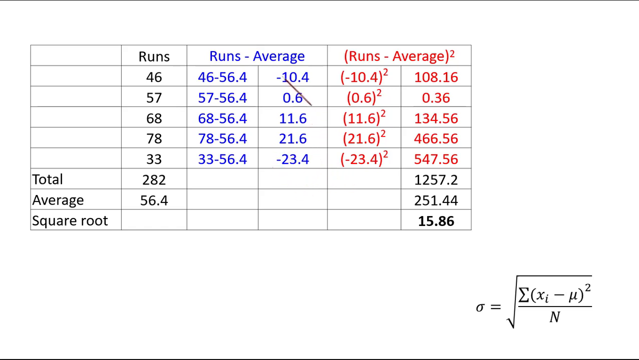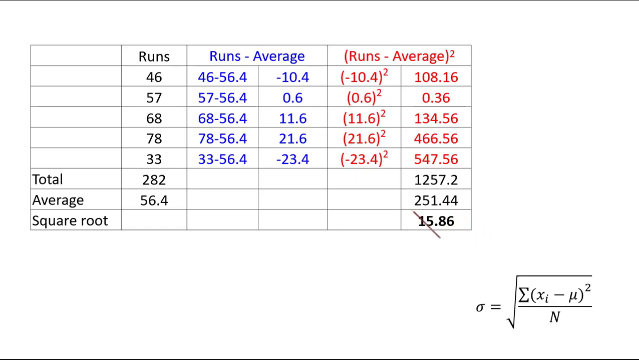But these signs, either negative or positive, can be removed by squaring them. So we square them. This square actually means that. And the answer to this is over here. So we square the 0.6 to get 0.36 and so on. And then we total up all these red numbers. So the summation means the total of the squares, to get 1257.2. Now, when we divide it by n, which is 5 in this case, because there are 5 matches, we get an average of 251.44. And finally, we take the square root to get 15.86.